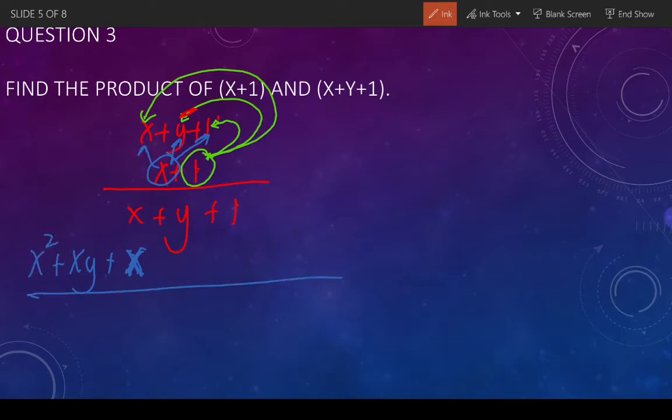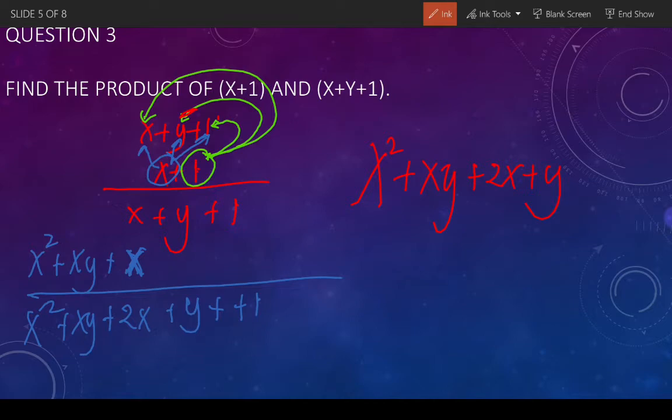So we're going to add positive 1 plus y plus 2x plus xy plus x squared. So our answer will be x squared plus xy plus 2x plus y plus 1. Sorry about this. Yan. This will be our final answer.